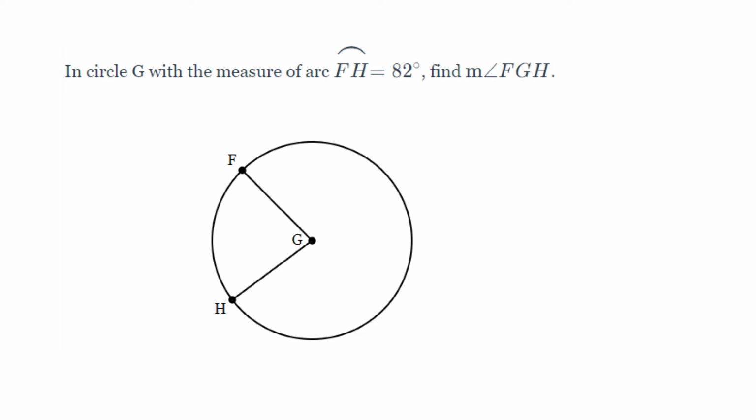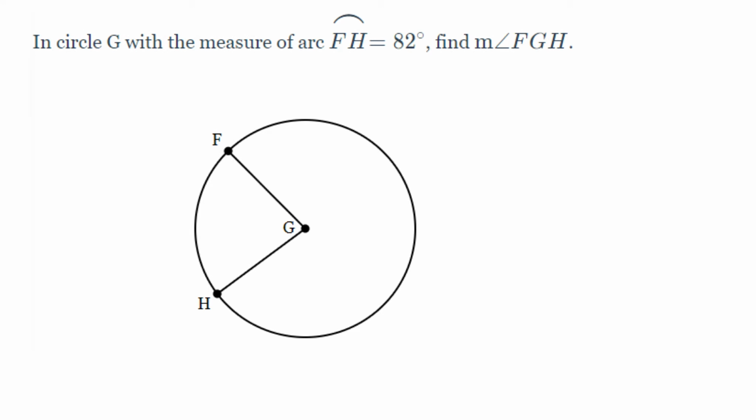So the first thing we want to take a look at, probably the easiest of everything we'll do today: anytime we have a central angle like we have here, the central angle is always equal to the arc of the sides that it touches. So in this particular one, it tells us that the arc measurement F to H has a measure of 82 degrees, which means the central angle FGH is also equal to 82 degrees. So the central angle is equal to the arc which it creates.